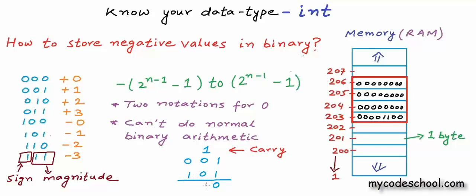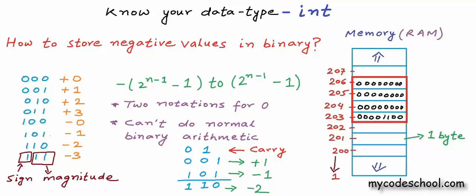And now we'll go to the next position. Here the sum of the digits and the carry is 1, so there is no carry for the next position. And for the leftmost position also, the sum of the bits and the carry is 1. So if we are performing normal binary addition, this is what we have got. But see that 001 in this encoding system is plus 1 and 101 is minus 1, but the sum here is not 0, it's minus 2. So clearly normal binary arithmetic is not working.